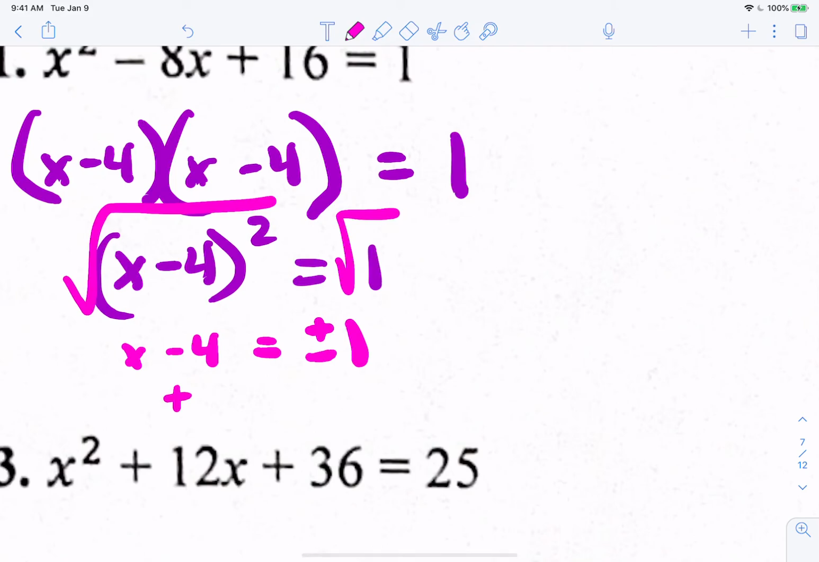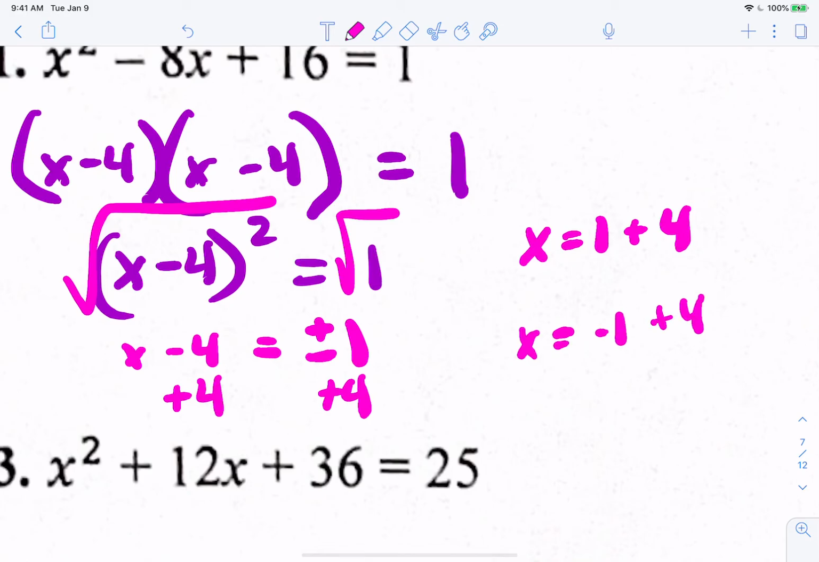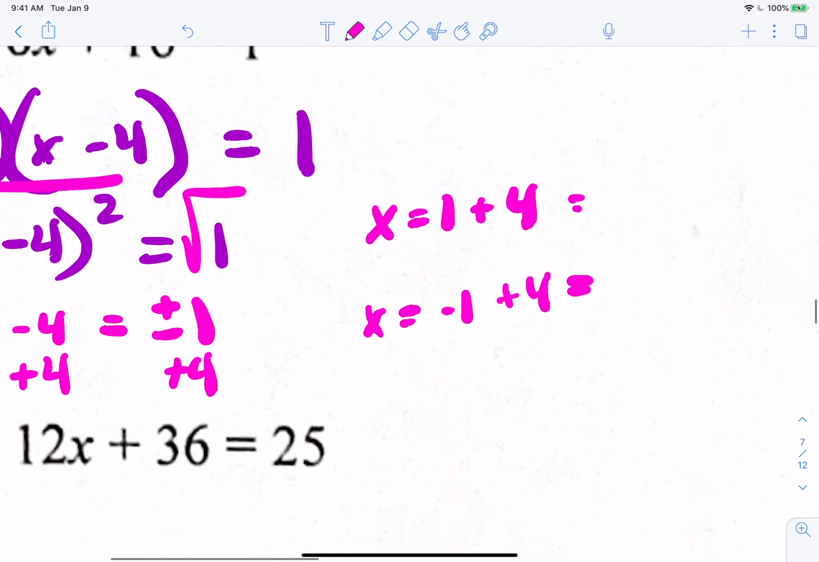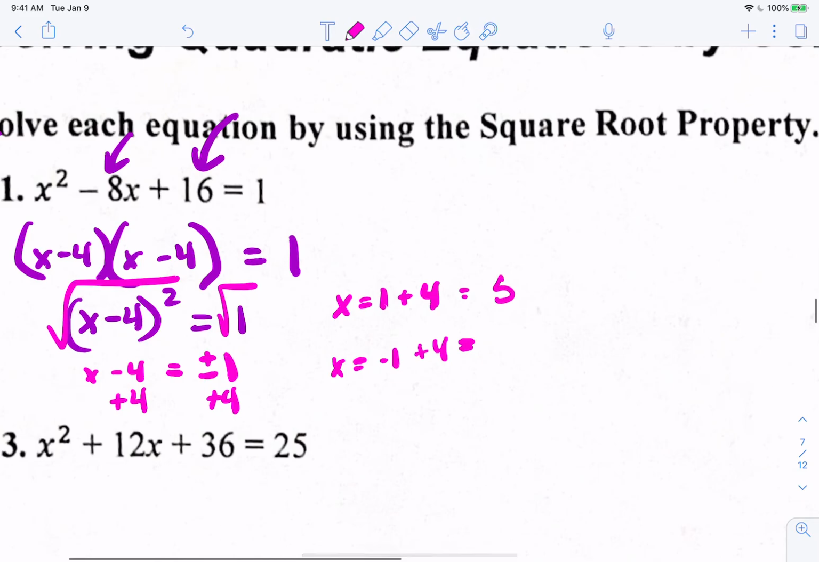Oh, you add 4. So x equals 1 plus 4, and x equals negative 1 plus 4. Then you find those two answers: 5 and 3, and those are my 2 answers. I think this is the best completing the square ever gone in this class. So good for you. Good job, guys.